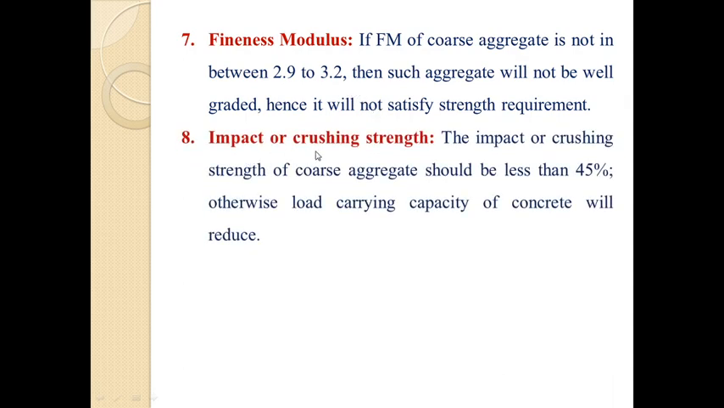Then impact or crushing strength. The impact or crushing value of coarse aggregate should be less than 45%, otherwise the load carrying capacity of concrete will be reduced. Means coarse aggregate should sustain more impact or crushing. The aggregate should not be crushed easily, so the value should not exceed 45%, which means the load carrying capacity of concrete will not be reduced.